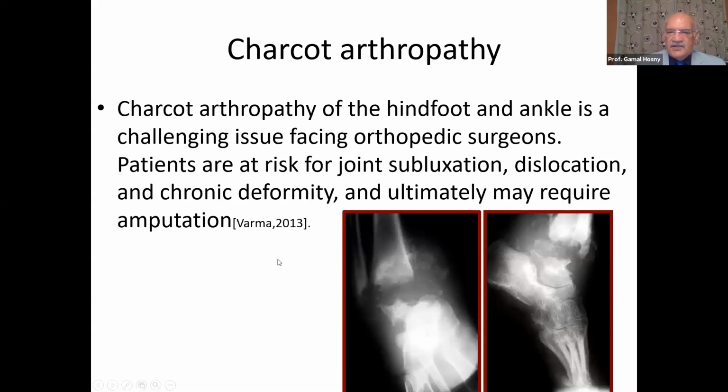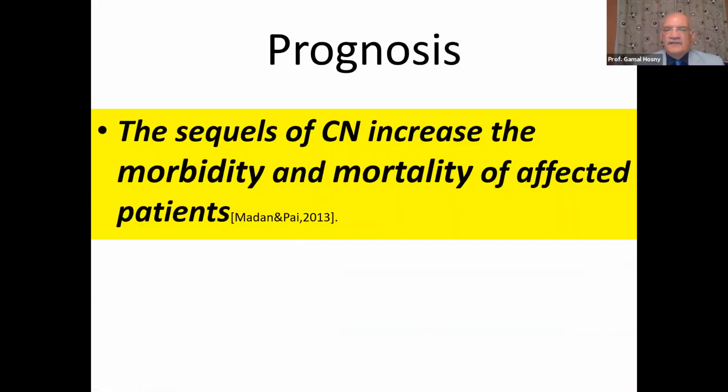Joint subluxation, dislocation, chronic deformity, bone defect, which may eventually need amputation. The sequels of Charcot neuroarthropathy increase the morbidity and the mortality of the affected patients. العيانين اللي عندهم شاركوت الحقيقه الموربيديتي والمورتاليتي بتاعتهم اعلى من العيانين اللي ما عندهمش.